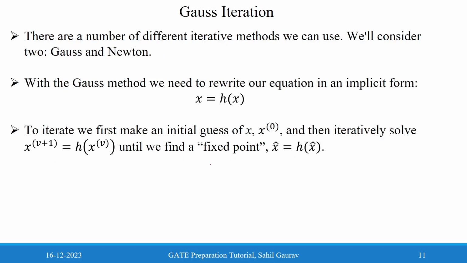There are a number of iterative methods that we can use, but here we will consider the Gauss and Newton iteration methods. First we are going to see the Gauss method. Here we need to rewrite our equation in an implicit form, that is x is equal to h(x).